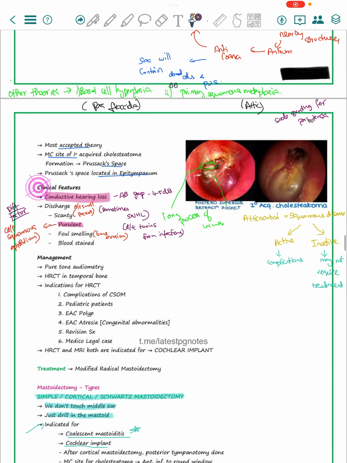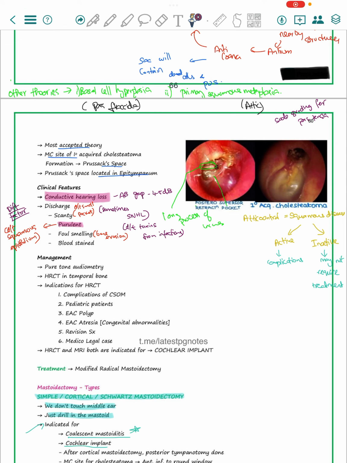Then the clinical features of this cholesteatoma are a conductive hearing loss due to a mass present in the middle ear cleft. When we see the audiometric graph, there will be an air-bone gap of about 45 decibel loss. There will be discharge from the perforation, which is scanty. The discharge will be purulent, foul smelling, and blood stained. In the unsafe type there will be purulent and foul smelling discharge.